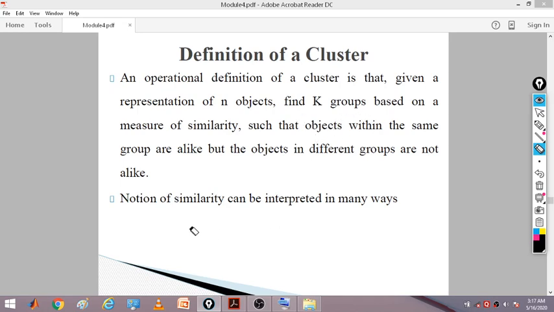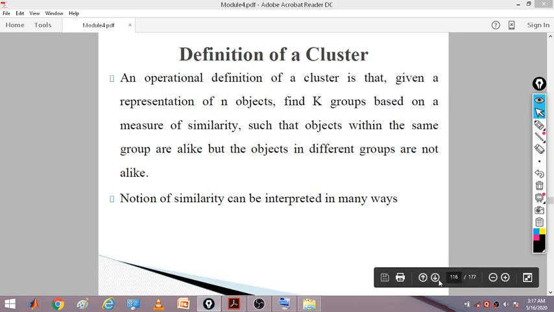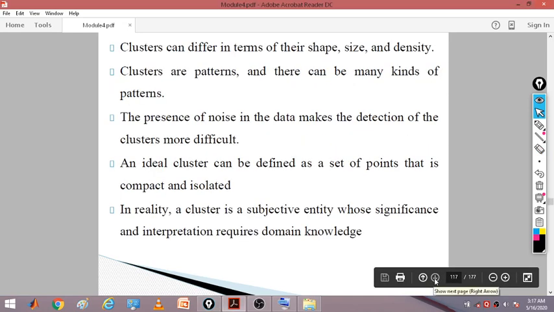The notion of similarity can be interpreted in many ways. Here the similarity is in terms of size. So what is the notion of similarity? On what basis do you divide the clusters? What is the criteria based on which you are going to divide the cluster? That's how we are going to divide the cluster. That's the definition of your cluster.